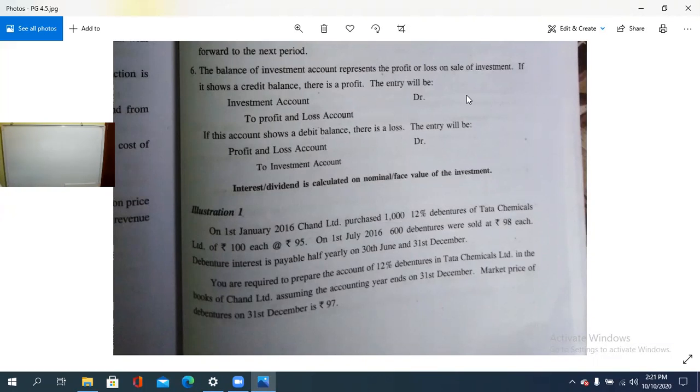So, in this question, what we are going to discuss is what is the total amount? The number of debentures is 1,000. Its interest rate is 12%, of Tata Chemicals Limited, of ₹100 each at ₹95. So 95 is the purchase price, and 100 is the face value of the debenture. On 1st July 2016, 600 debentures were sold at 98.